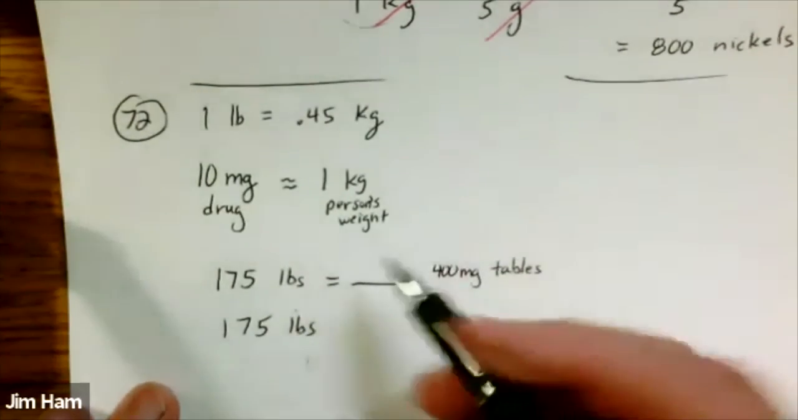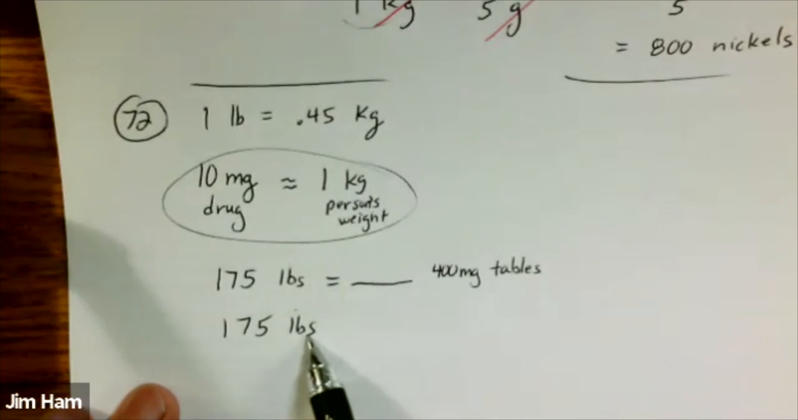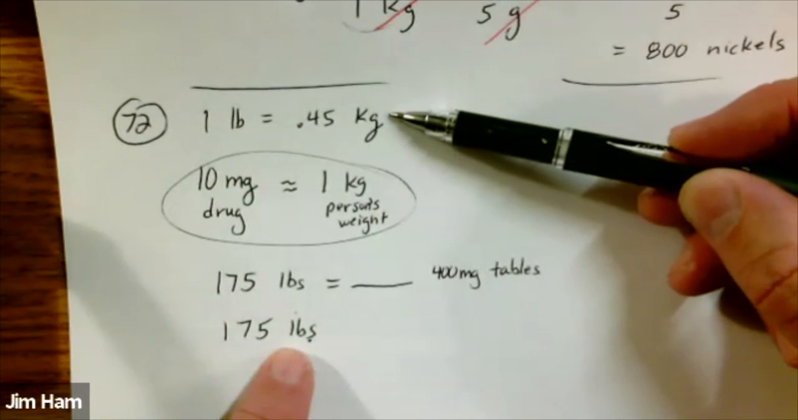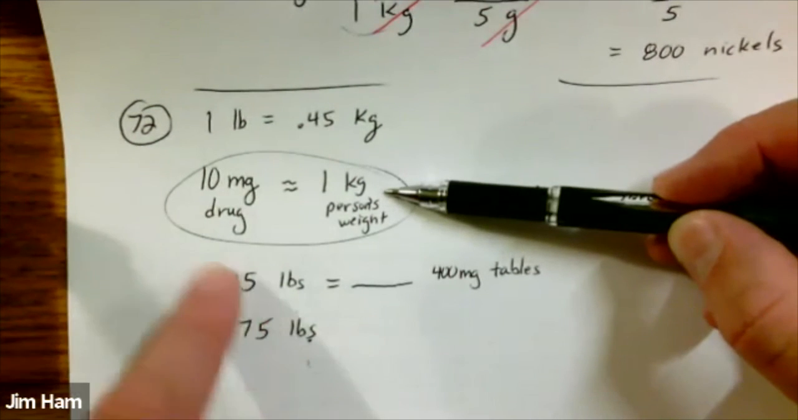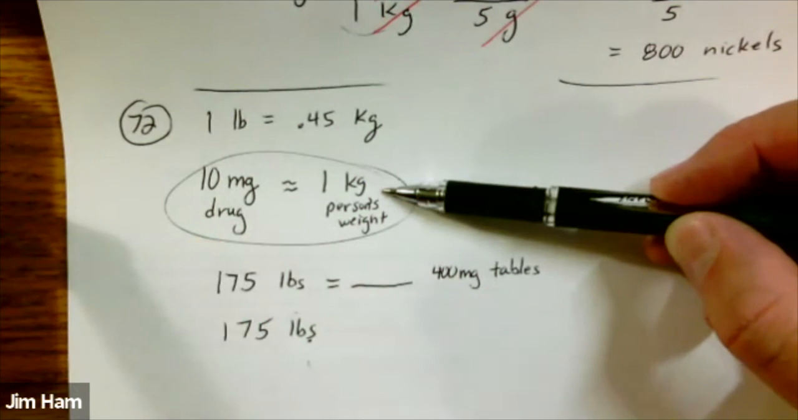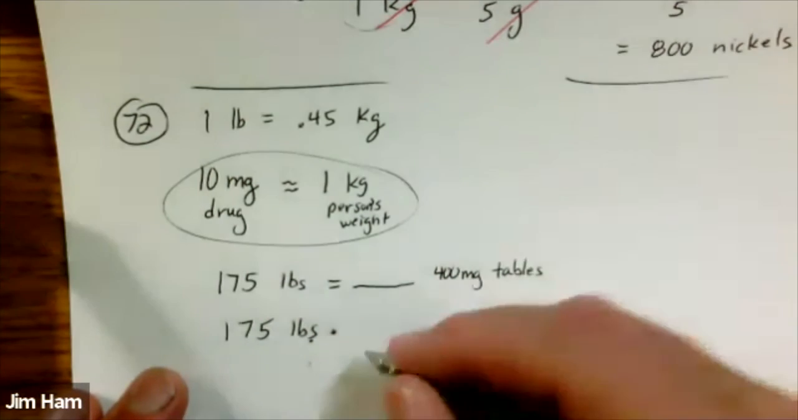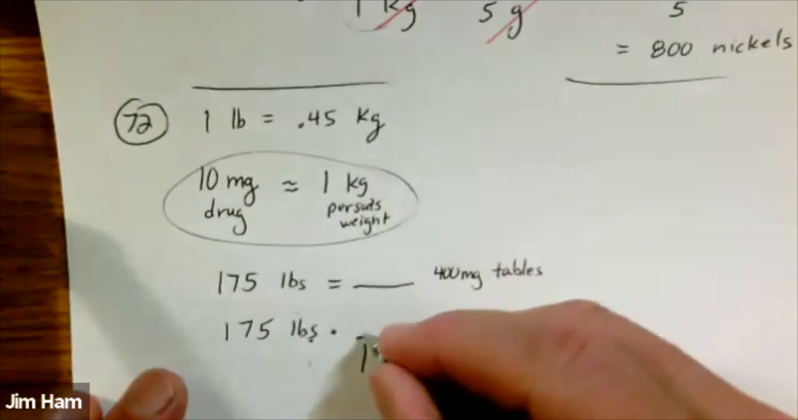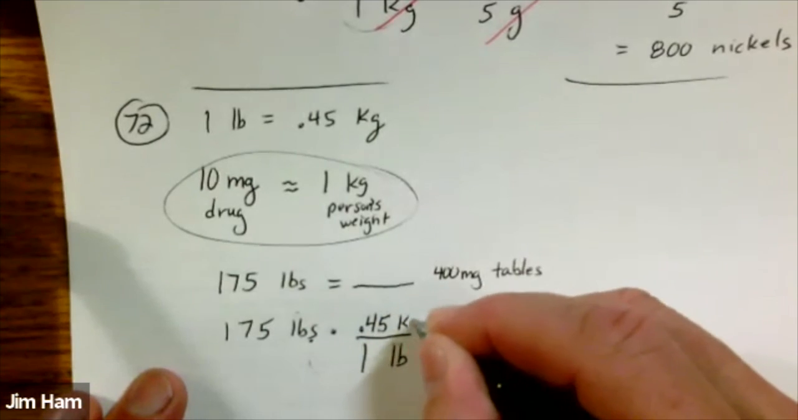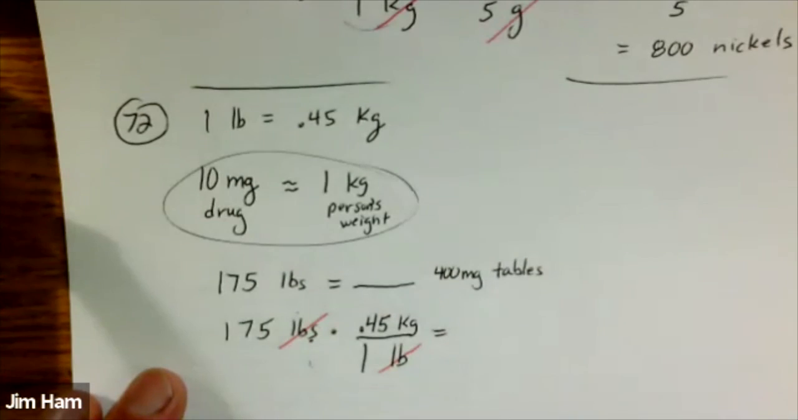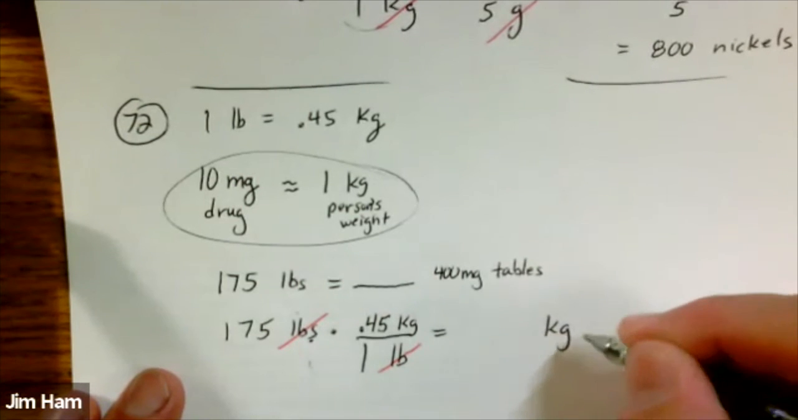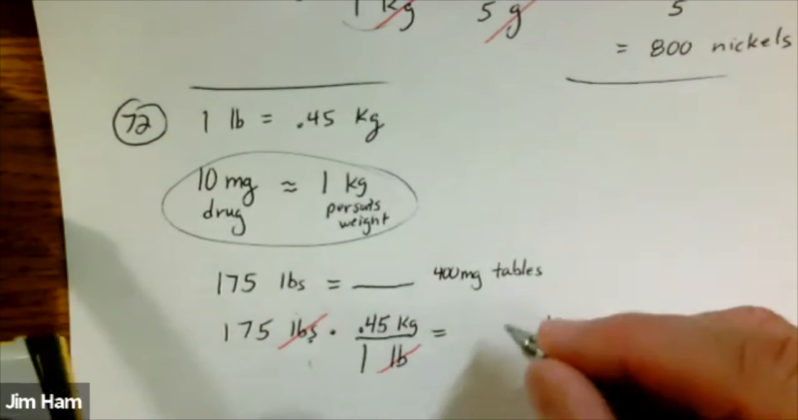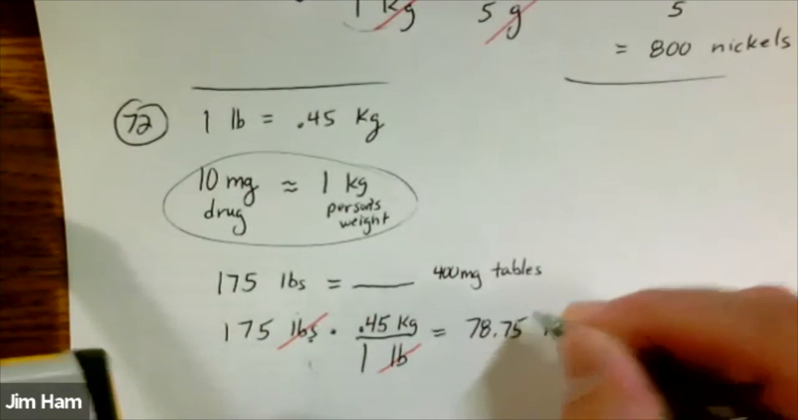We have to convert the pounds because that's what is given. So our first step is to convert from pounds to kilograms. And after we get kilograms, then we'll say, well, for each kilogram, there has to be 10 milligrams of the drug. And then we'll work into this 400. All right, so we're going to multiply by 1 pound in the bottom, using this unit conversion here, is equal to 0.45 kilograms. This would enable the pounds unit to go away, leaving us with the number of kilograms. So we need to multiply 0.45 times 175, and that's 78.75.